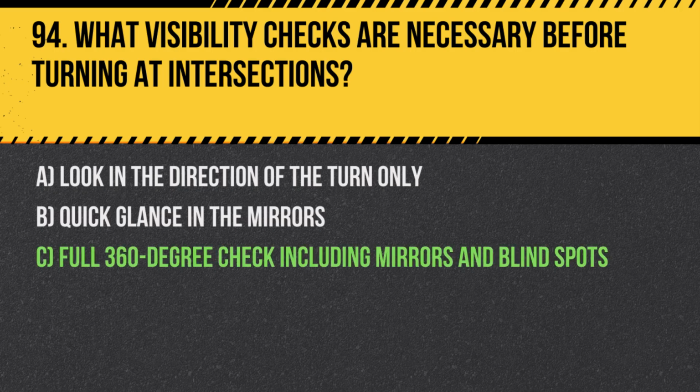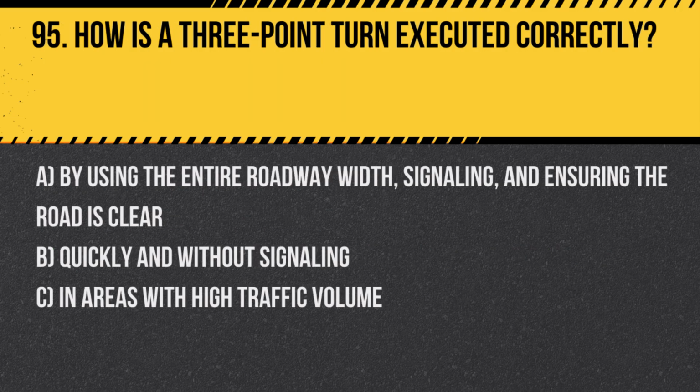Answer: C. Full 360-degree check, including mirrors and blind spots. Before making a turn at an intersection, complete visibility checks to ensure that there are no vehicles, pedestrians, or cyclists in your path. Question 95. How is a three-point turn executed correctly? A. By using the entire roadway width, signaling, and ensuring the road is clear. B. Quickly and without signaling. C. In areas with high traffic volume.